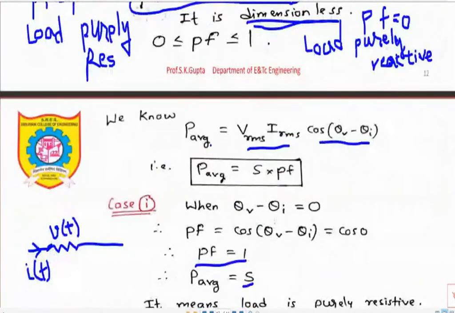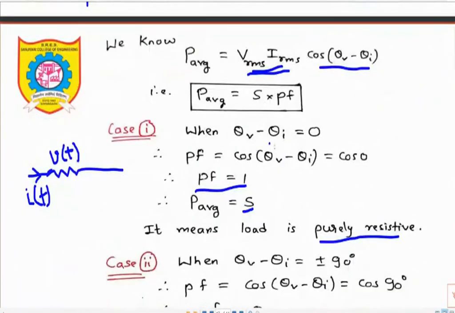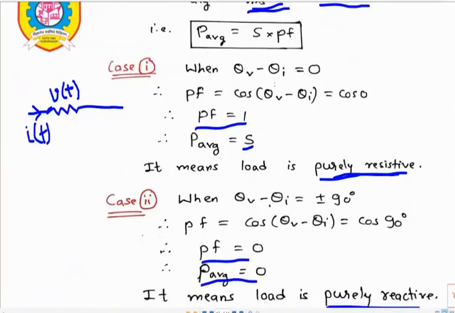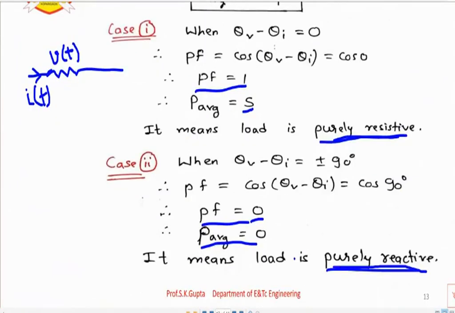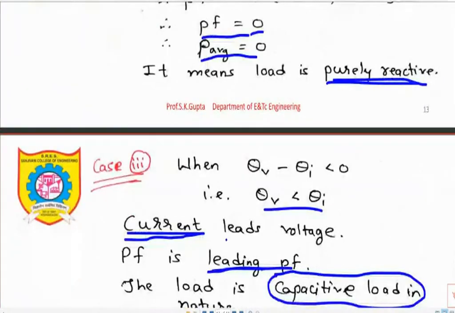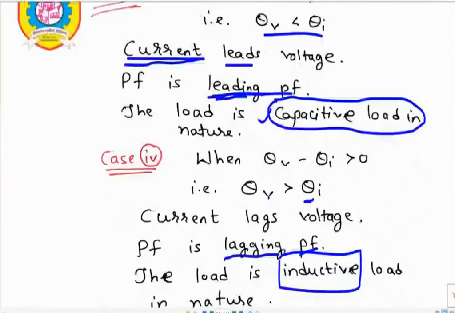Your average power formula is VRMS IRMS cos of theta V minus theta I, that means apparent power into power factor. Then when voltage angle is same as current angle, power factor value is 1 and load is resistive in nature. When phase difference between voltage and current is plus minus 90 degree, power factor value is 0 and load is reactive in nature. And when current angle is greater than voltage angle, current leads voltage, power factor is leading power factor, nature of load is capacitive in nature. When current angle is less than voltage angle, then current lags voltage, and we have a lagging power factor, and nature of load is inductive in nature.